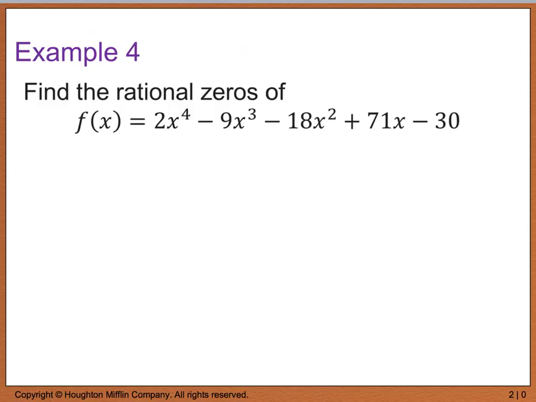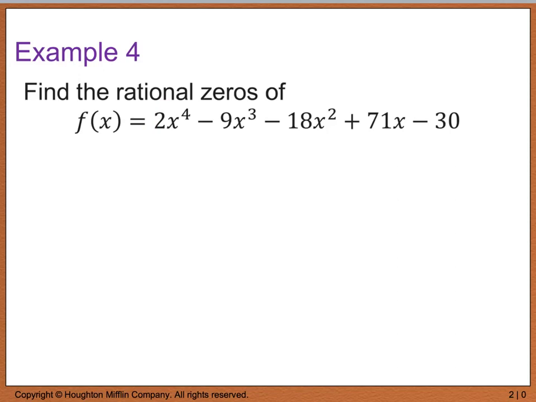Now in example 4, we're going to find the zeros of 2x to the 4th minus 9x cubed minus 18x squared plus 71x minus 30. This problem here is very similar to what we did in examples 2 and 3. The only exception is now I have a coefficient of 2 instead of 1. Now, if you have a leading coefficient of 1, it's pretty easy. And it's not that much more difficult to have a leading coefficient of something else. It just is going to expand our list of possibilities by quite a bit.